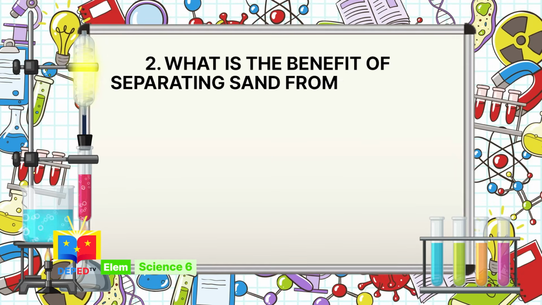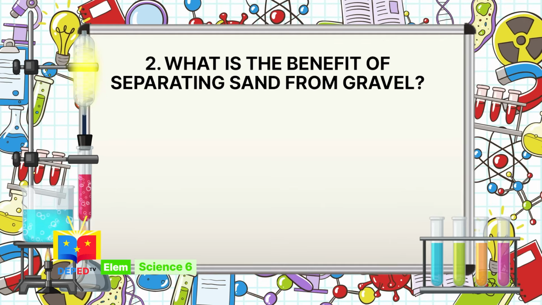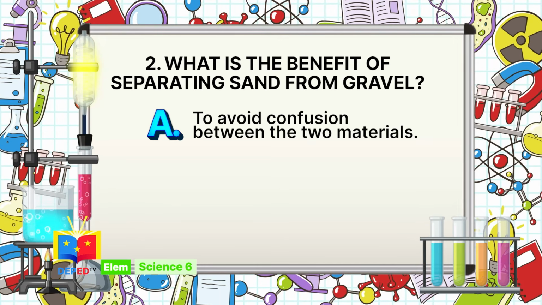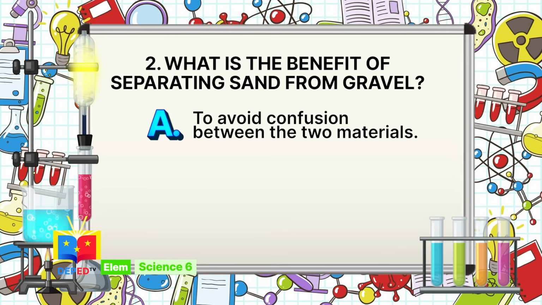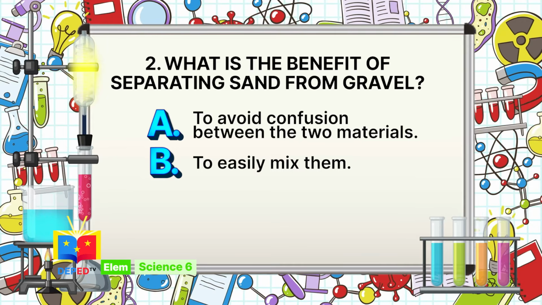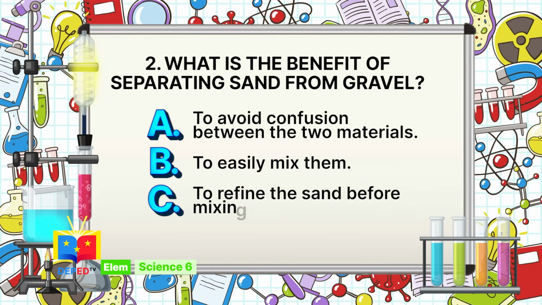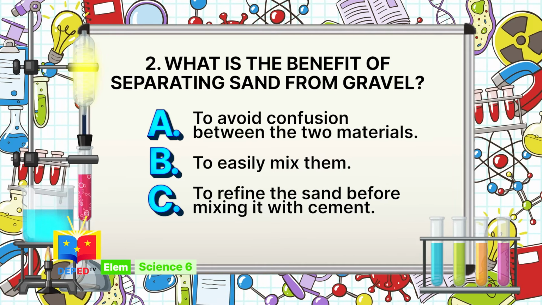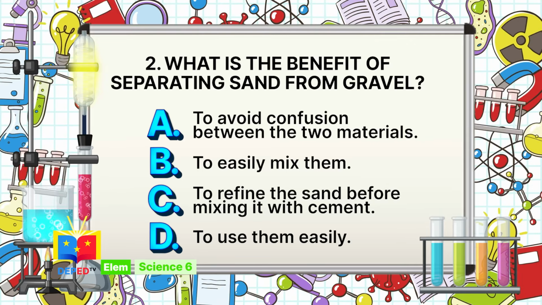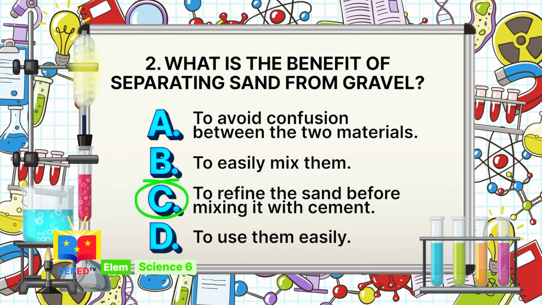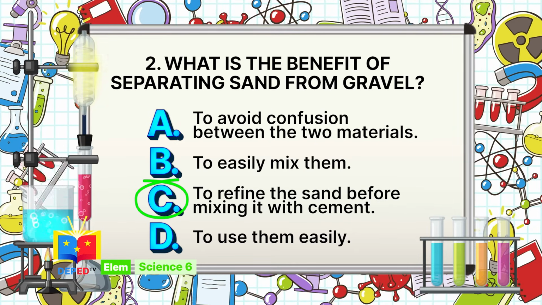Number 2. What is the benefit of separating sand from gravel? Letter A. To avoid confusion between the two materials. Letter B. To easily mix them. Letter C. To refine the sand before mixing it with cement. Letter D. To use them easily. The correct answer is letter C. To refine the sand before mixing it with cement.